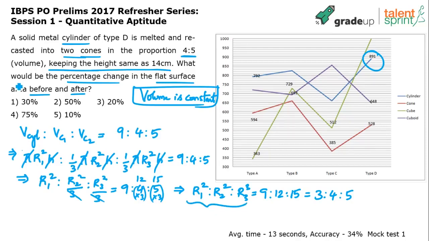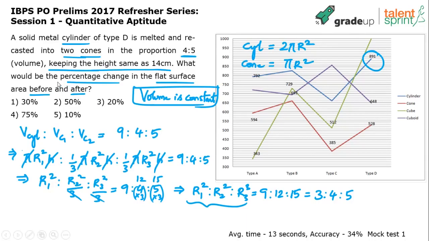What is he asking us to find out? What will be the percentage change in the flat surface area before and after? Now again, I'm not getting into the basics. You should know the flat surface area for a cylinder. It will be 2 pi r square. See, there are two circles, and each circle is pi r square, so 2 circles make 2 pi r square. For a cone there is only one circle, so pi r square.